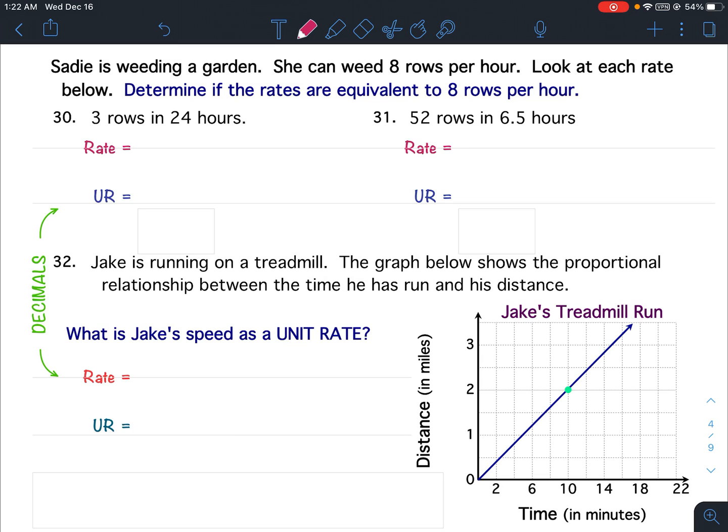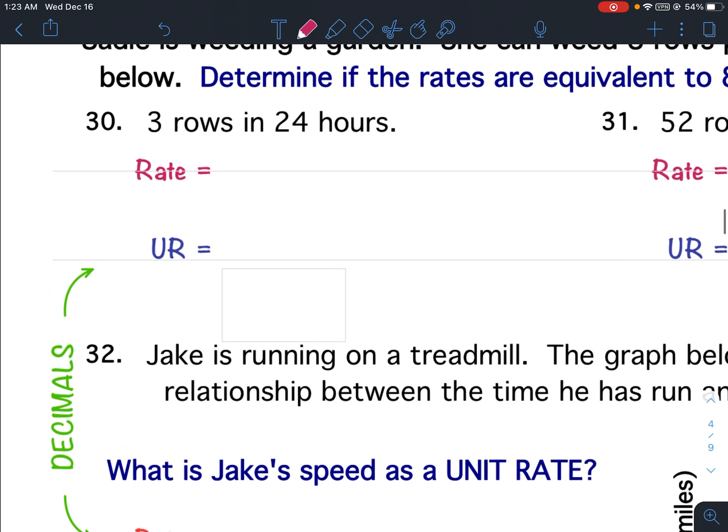All right, so for 30 and 31, Sadie is weeding a garden. She can weed 8 rows per hour. Look at each rate below. Determine if the rates are equivalent to 8 rows per hour. So we want to find the unit rate and see if it's the same thing as 8 rows per hour.